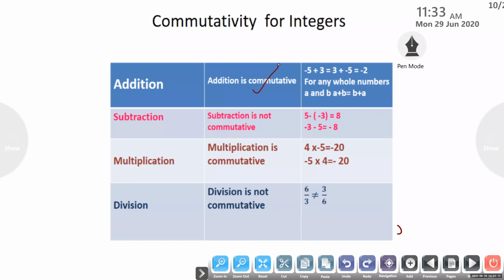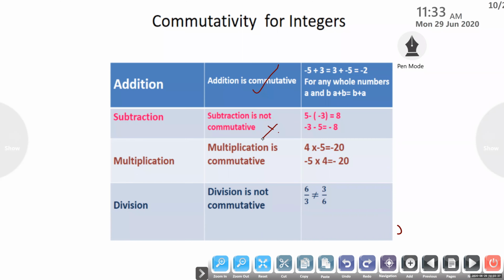Okay, now take subtraction. 5 and negative 3. We are subtracting. 5 minus negative 3 is 8, positive 8. But negative 3 minus 5 is negative 8. When we change the order, answer also changing. So it is not commutative.